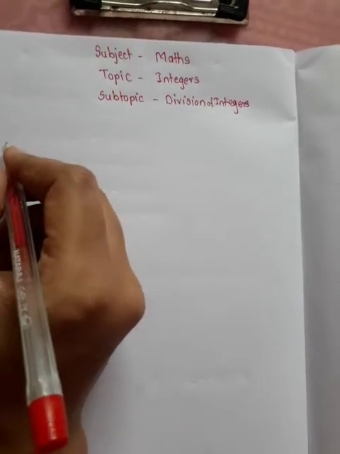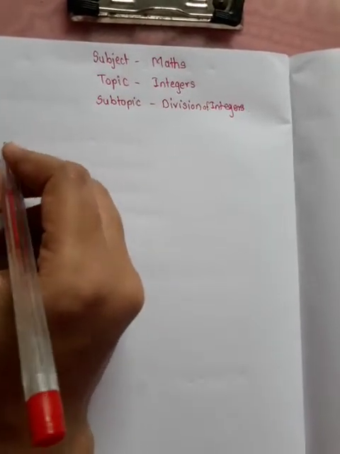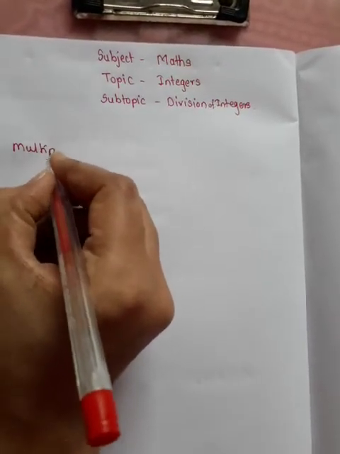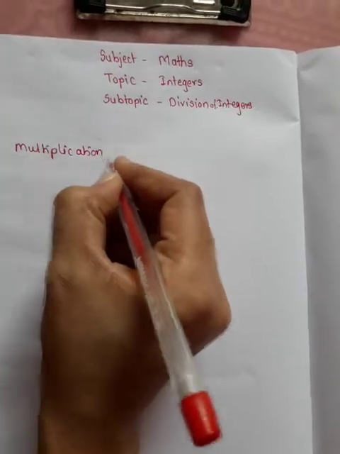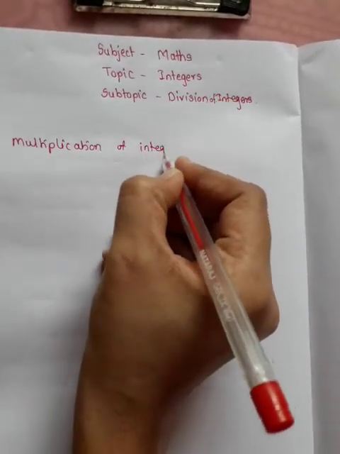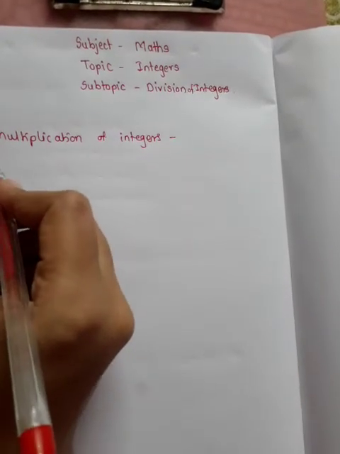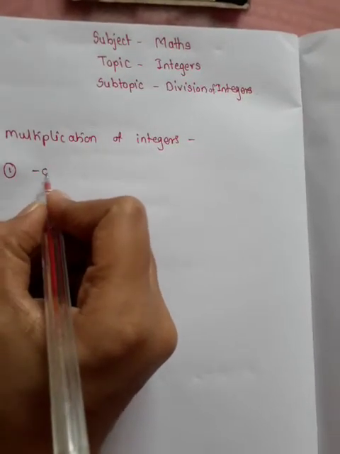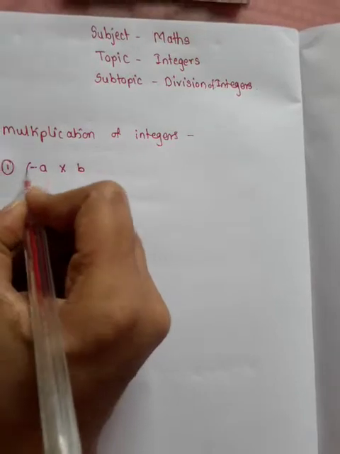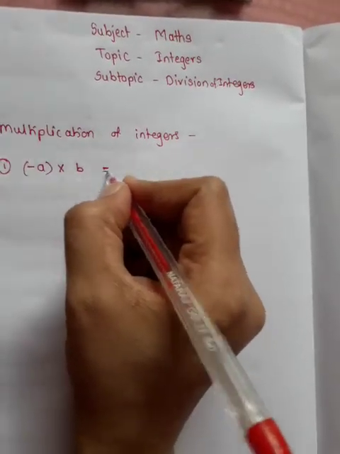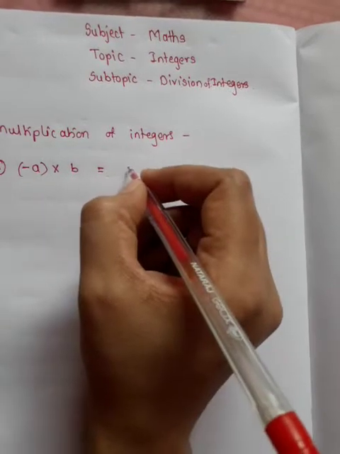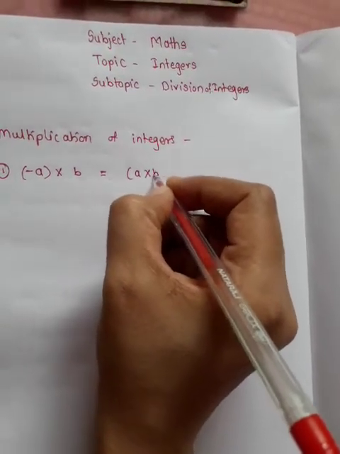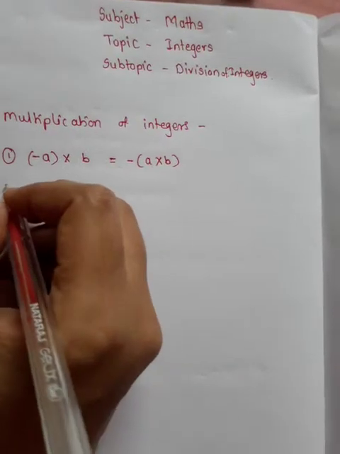So first of all, multiplication of integers. In multiplication of integers you have learned some properties. The very first property is that when we multiply a negative integer by a positive integer, we multiply them as whole numbers and take the minus sign outside.